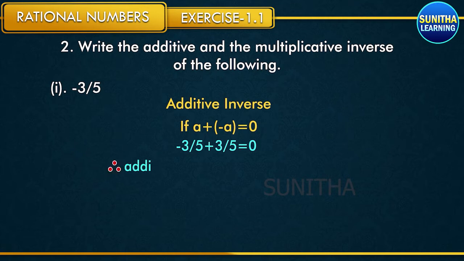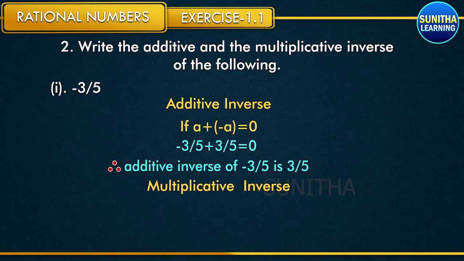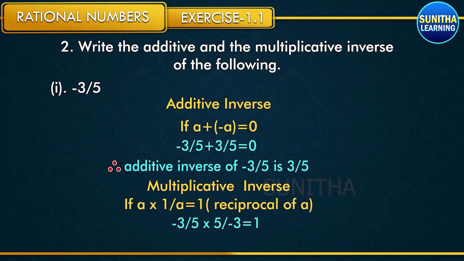If you add 3 by 5 to minus 3 by 5, then you are going to get 0. Then what is the multiplicative inverse of minus 3 by 5? Just break the sentence and read it. Multiplicative inverse of minus 3 by 5: what do I need to multiply so that I get the resultant value as 1? The reciprocal of minus 3 by 5 is 5 by minus 3. If I multiply with 5 by minus 3, I am going to get the value 1. So the multiplicative inverse of minus 3 by 5 is 5 by minus 3.